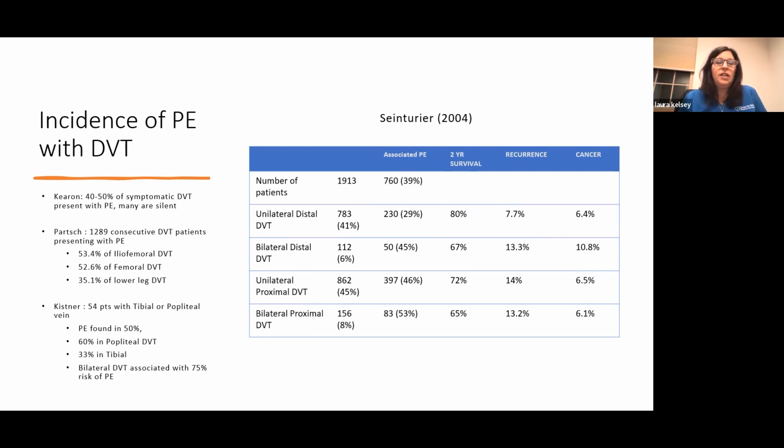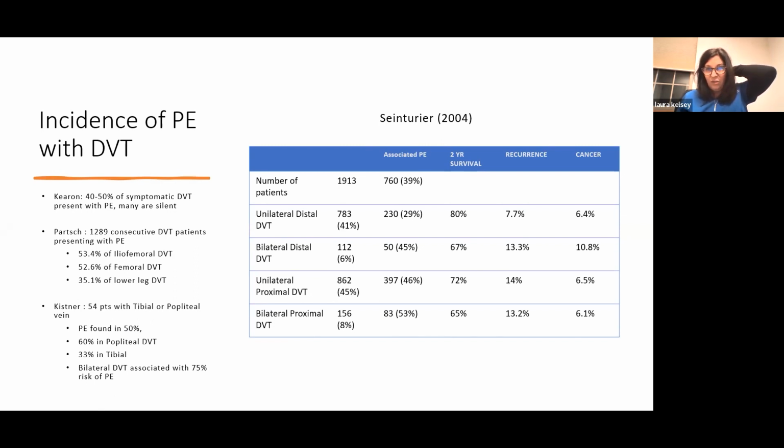unknowingly? And so what is the incidence of concomitant PE at the presentation with DVT? And this is especially important if we're considering observing isolated calf clots, right? So Kearon says about 40 to 50% of patients with symptomatic DVT have a PE, and most of those are going to be silent. Hirsch looked at 1,300 patients, said about 50%, if it's above the femoral, about 50% of those people are going to present with a concomitant PE. And Kistner looked at 54 patients with popliteal and tibial clots and found that PE was present in about 50% of those folks as well.